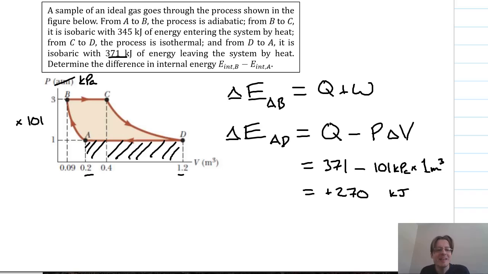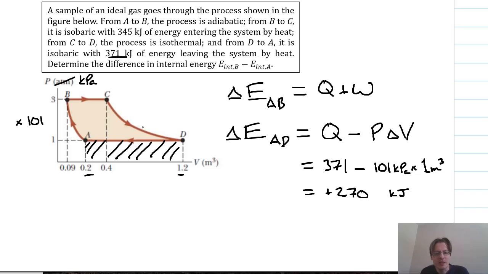Worth noting that heat is put in, so the gas gains energy by the heat being put in, but the gas gives up a little bit of energy by expanding outwards. And when you push outwards, you use some of your energy. And that's what's happened here. The gas used up 101 kilojoules to push outwards.